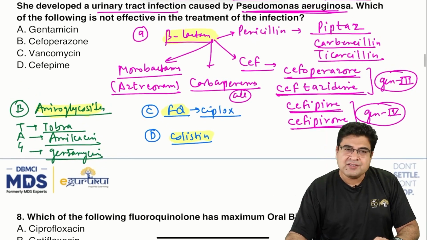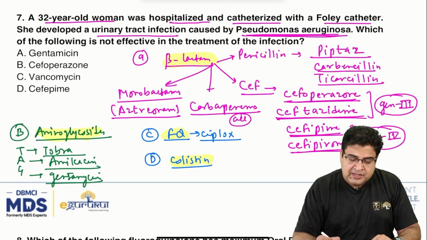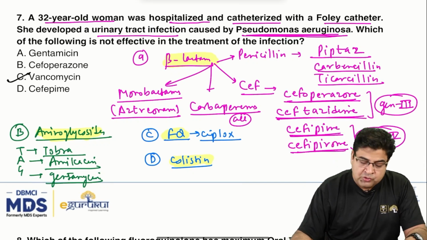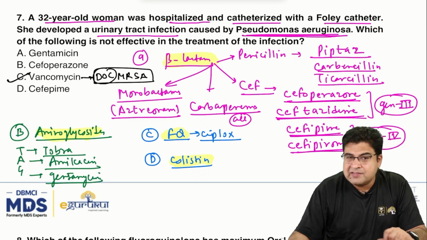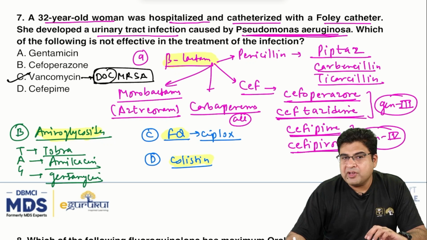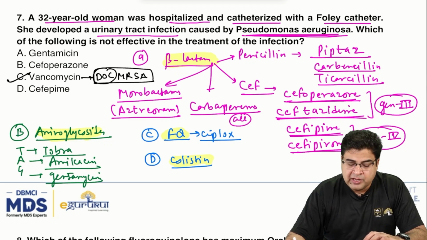Now things are very easy for you. You can find out the answer. What is the answer here? Answer is vancomycin. So vancomycin is not given for Pseudomonas. Rather, vancomycin is considered the drug of choice for MRSA, that is methicillin resistant Staph aureus. So vancomycin is the drug of choice for MRSA.